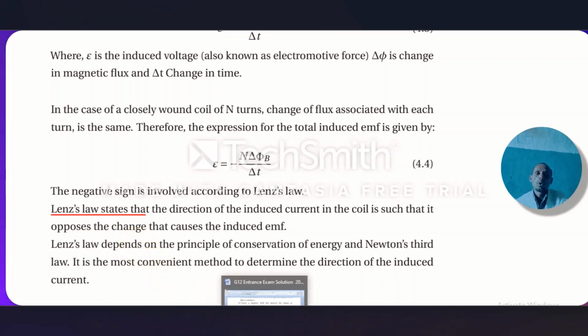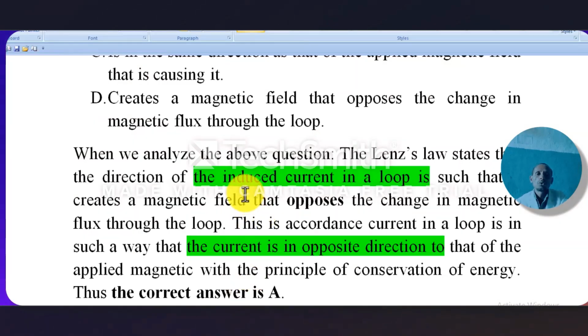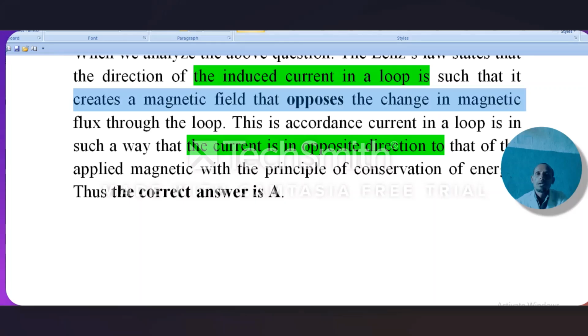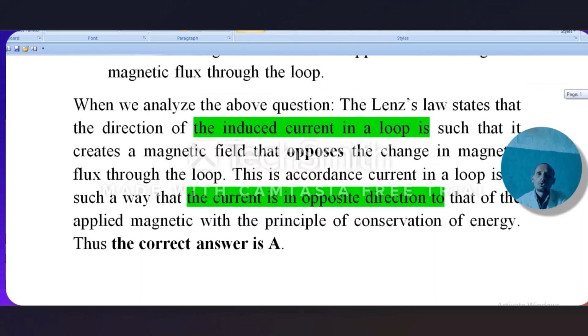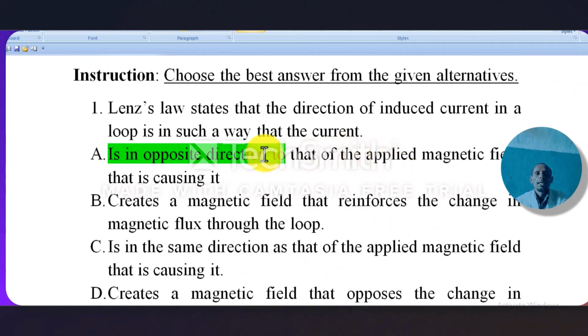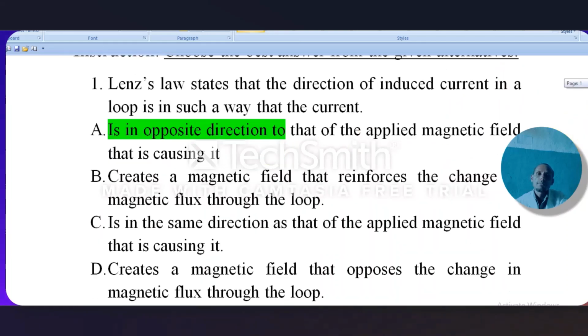From the given, when we come to the solution, let me show you choice A. Our question says that Lenz's law says that the direction of induced current in the loop is such that the current is in the opposite direction to that of the applied magnetic field that causes it. So the correct answer is A.